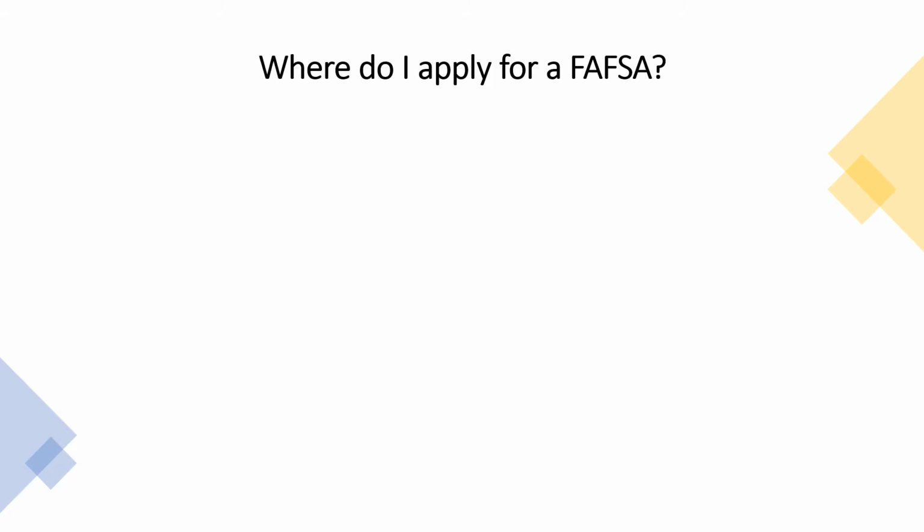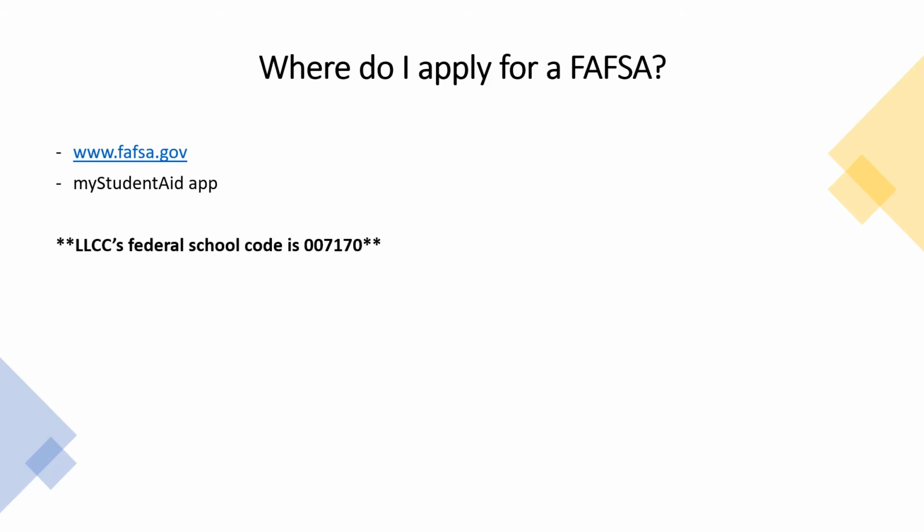Well, you apply for the FAFSA by going to www.fafsa.gov or the My Student Aid app in the App Store. In order for a college to receive your FAFSA, to determine your eligibility, you must add their school code to the school selection portion of the FAFSA. So remember, first step, go to FAFSA.gov or the My Student Aid app, and then make sure that you enter the school's code.